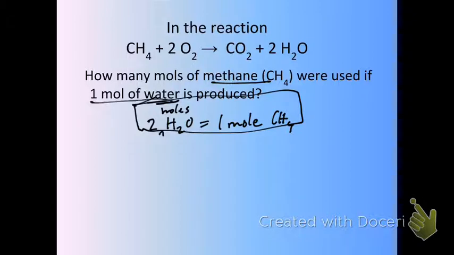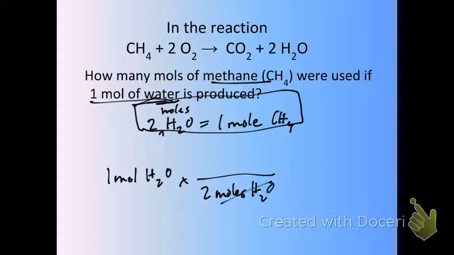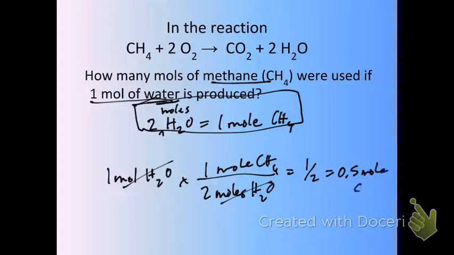So I'm starting with 1 mole of water. For every 2 moles of H2O, notice I put H2O on the bottom because I wanted to cross cancel, I have 1 mole of CH4. So 1 divided by 2 is 0.5 moles of CH4. We're using dimensional analysis like we did last chapter, but our conversion factors, instead of molar mass or Avogadro's number, we're using the molar ratio.